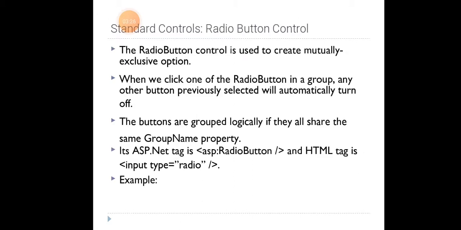Next, we move on to the radio button control. The radio button control is used to create mutually exclusive options. That means in a checkbox we can select more than one option, but in radio buttons we can click only one radio button in a group. If you want to check only one radio button, we must put them under a single group. When we click one radio button in a group, any other button previously selected will automatically turn off. The buttons are grouped logically if they all share the same GroupName property.